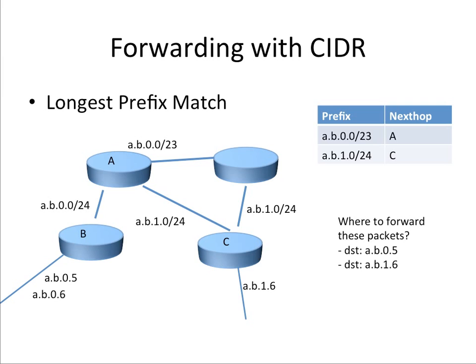So let's say we receive an IP address a.b.1.0, and that router needs to decide where to send that. Actually, both the entries match, right? Do people understand that? a.b.1.0 actually matches both the entries, but we send the packet along the link that has the most specific match, also called longest prefix match.